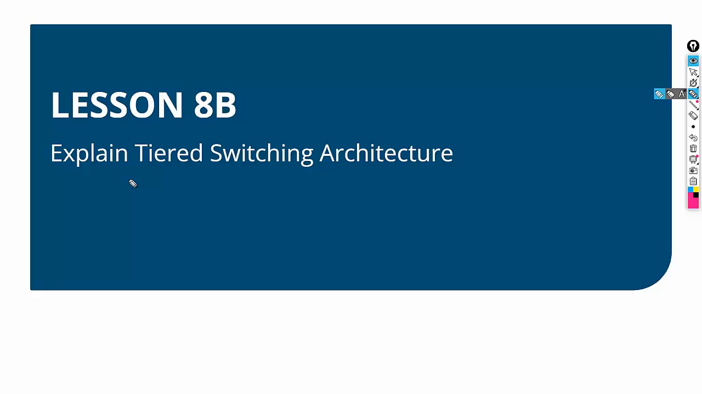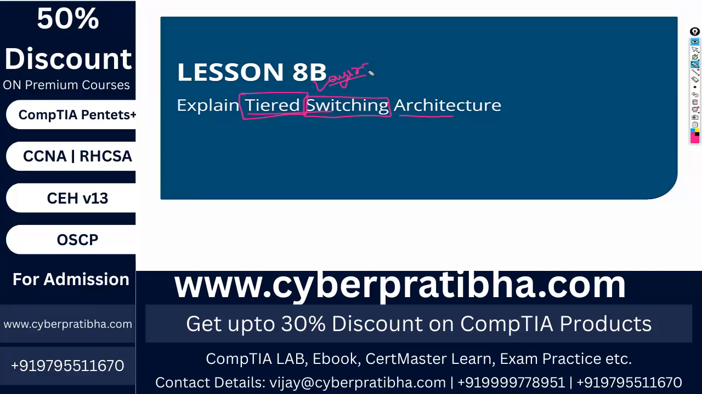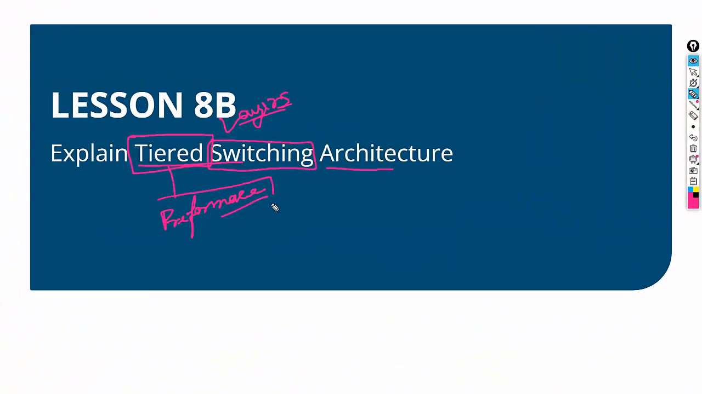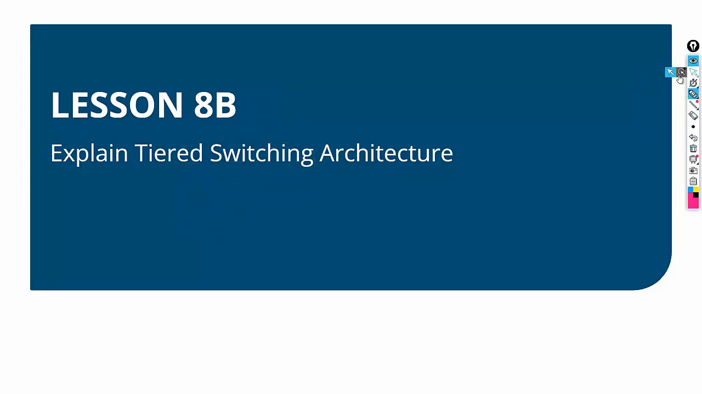In this session we will discuss the tiered switching architecture. So what is switching? It means the arrangement of the switches. Tiered means different tiers, and tier means different layers. Why do we need different layers? Depending on their performance and their speed, we can analyze the different tiers. We will discuss in detail what the tiers are.